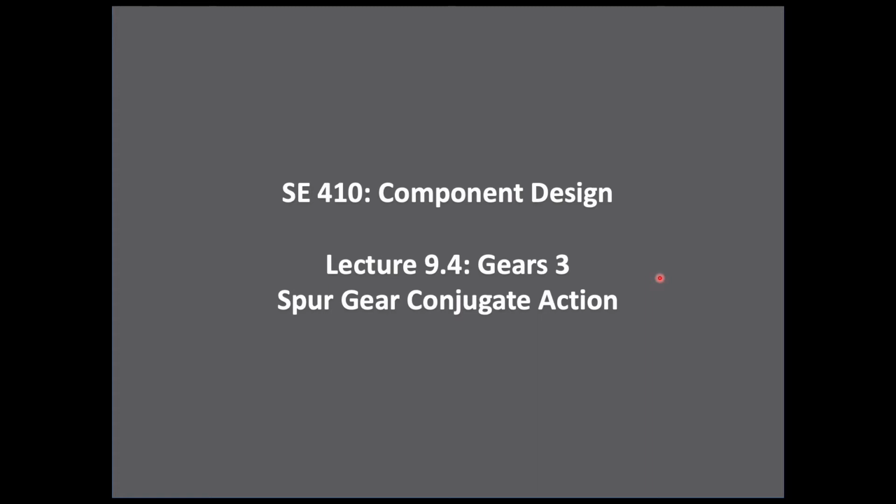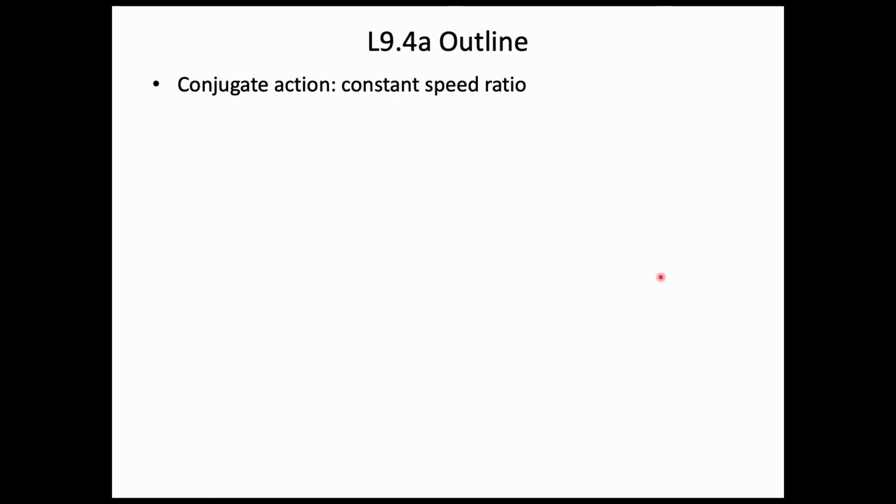In this video, we're going to talk about conjugate action, specifically for mechanical spur gears. Conjugate action, as applied to mechanical gears, assures that we have a constant speed ratio. This is something we discussed and introduced last time as an important requirement for mechanical gears.